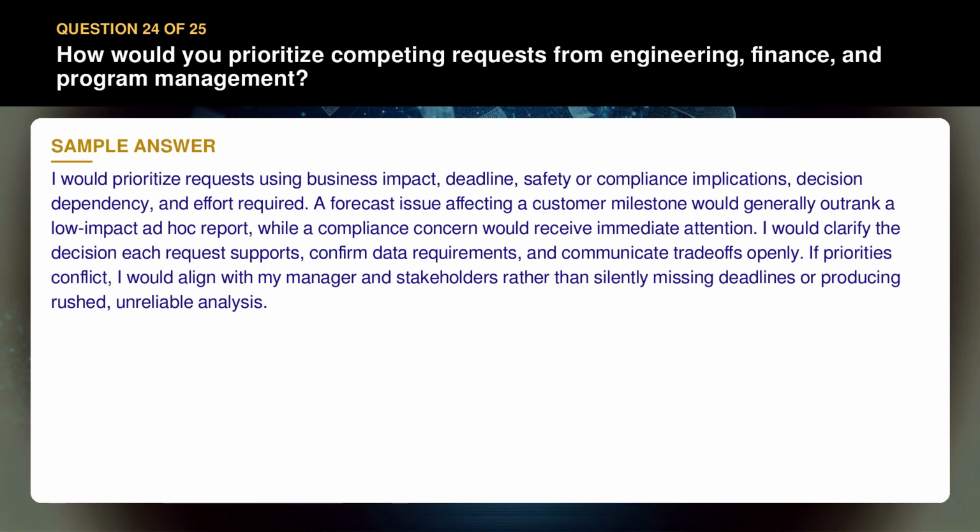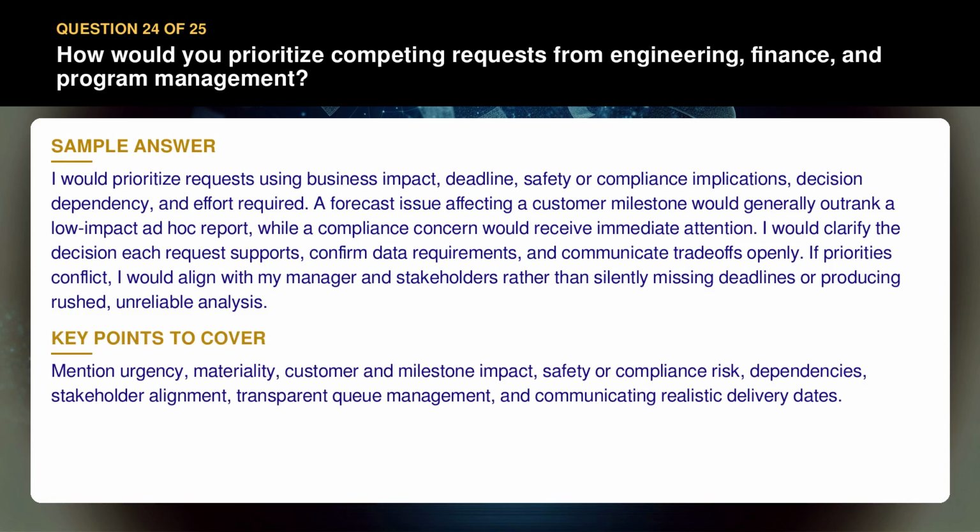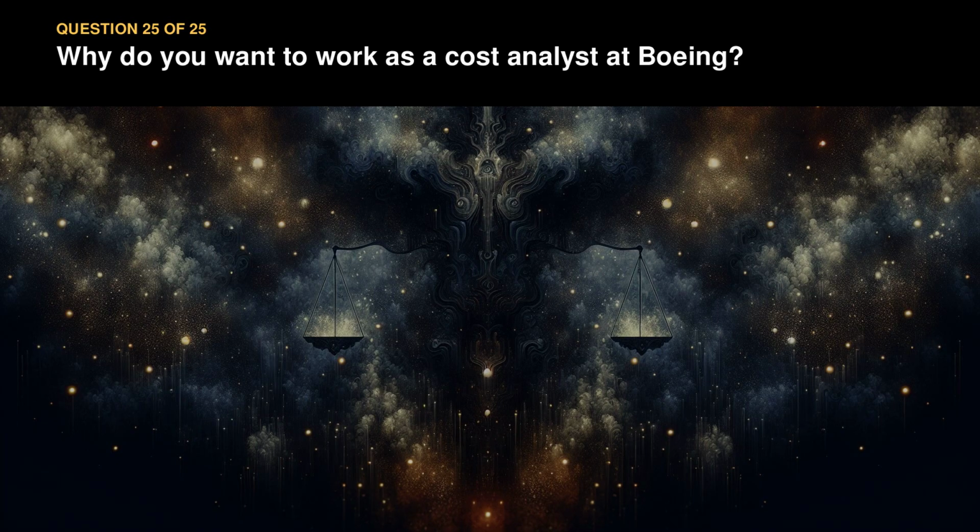If priorities conflict, I would align with my manager and stakeholders rather than silently missing deadlines or producing rushed, unreliable analysis. Mention urgency, materiality, customer and milestone impact, safety or compliance risk, dependencies, stakeholder alignment, transparent queue management, and communicating realistic delivery dates.